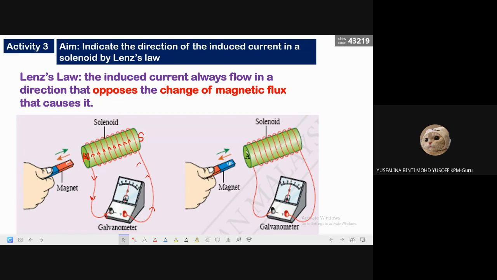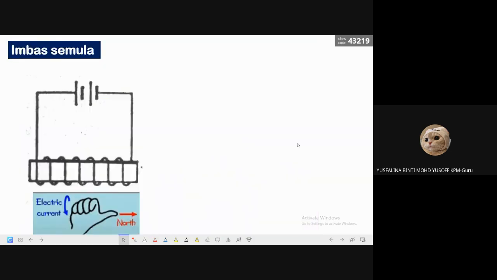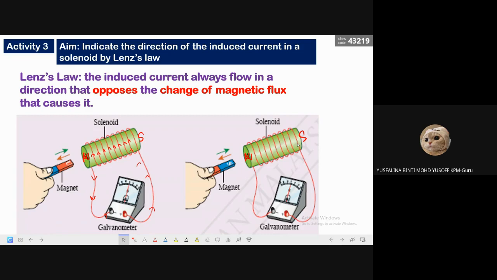In order to make it nearer, closer to the solenoid, it has to be the different pole, right? So this is south, so this one should be north, and this one should be south, because different poles attract each other. Then again you can use the right hand grip rule to find the direction of the current here. So that is what Lenz's law says.